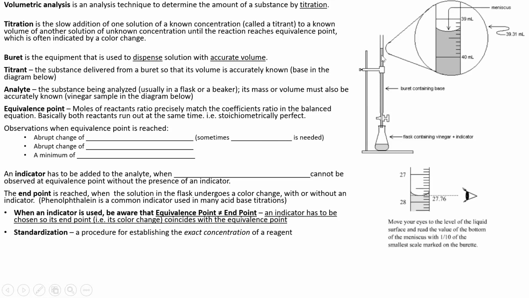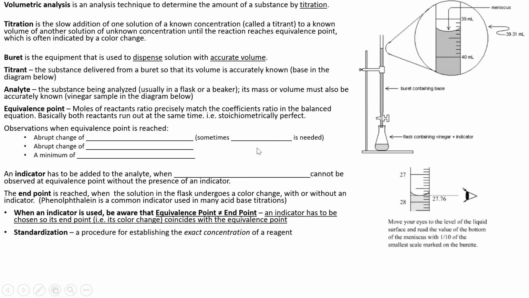So we have the known concentration, and we're going to slowly deliver that solution into the flask until we get a chemical reaction, usually indicated by a color change. And that'll tell us when the reaction has gone to completion. We can use stoichiometry from that point to figure out what the concentration of the analyte is. It's very important that we know either the volume or the mass of the analyte, otherwise it's not very useful.